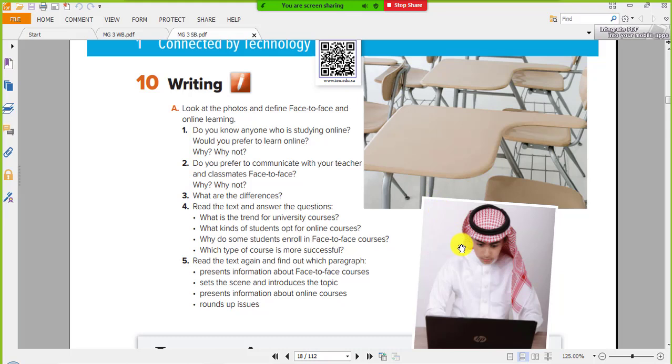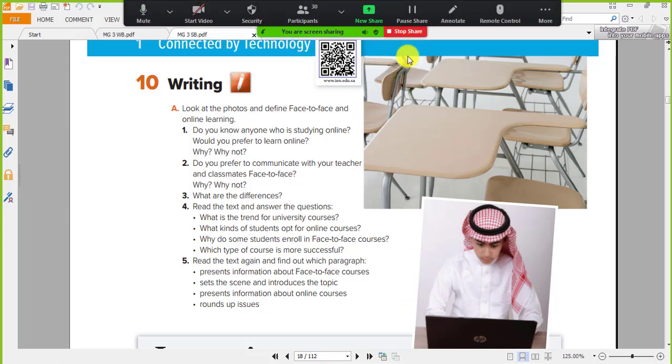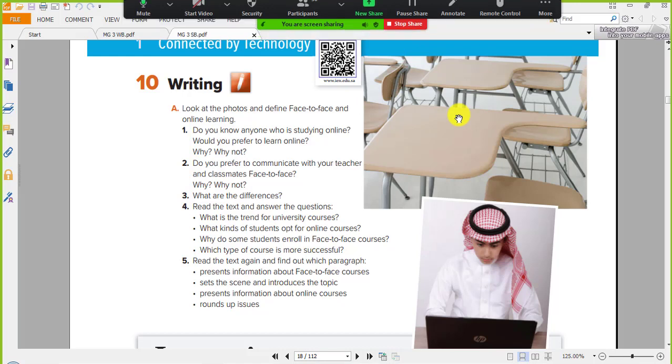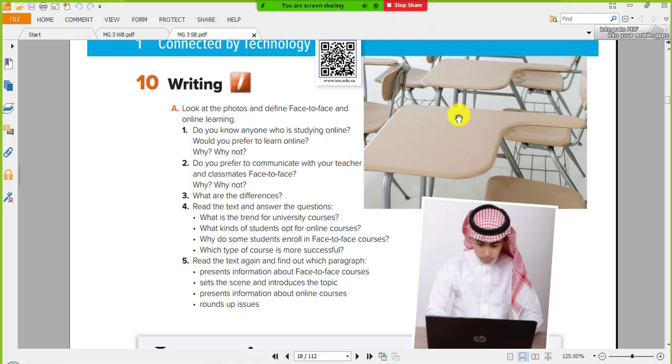Okay, or a distance learning, which is the learning we are doing now. And the first one is face-to-face learning, which is learning at school. Okay, look at the photos and define face-to-face and online learning.